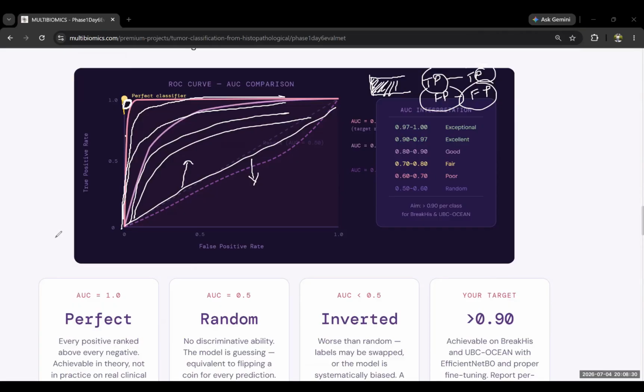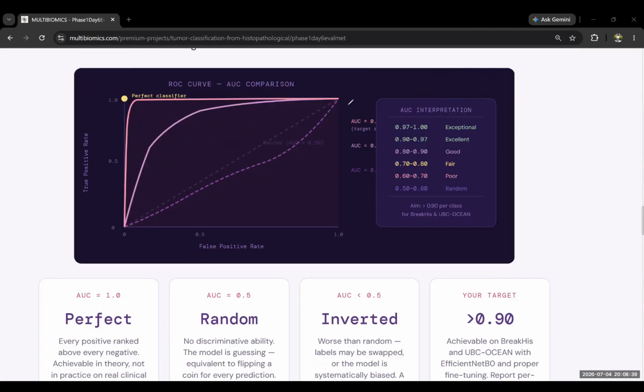I have one question. Please tell. What if a line goes below the straight line? I am coming to that. Okay, I'm just coming to that.